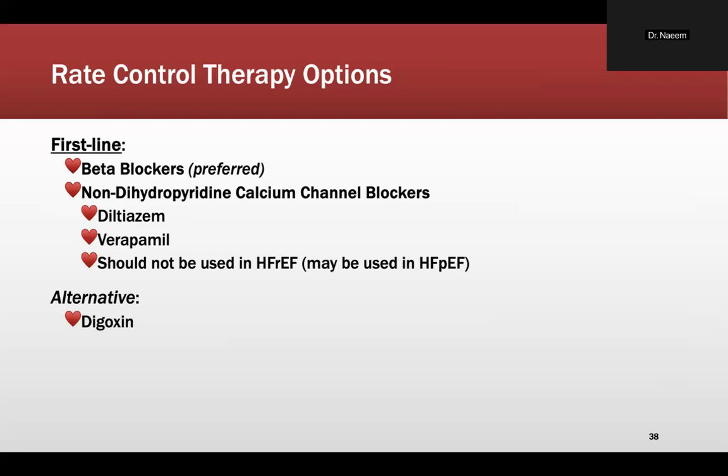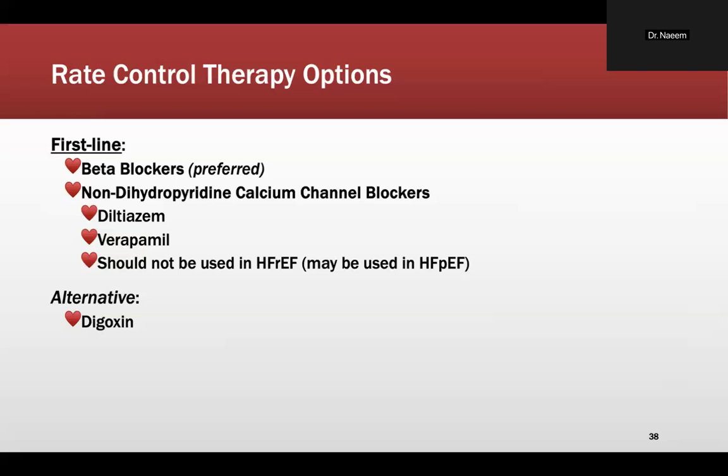And then if we can't use a beta blocker for whatever reason, then we have our non-dihydropyridine calcium channel blockers, either diltiazem or verapamil. They should not be used in heart failure with reduced ejection fraction. Hopefully you all remember that. It's okay to use in preserved, but in reduced ejection fraction, again, it's the risk for causing further worsening heart contractions. So we want to avoid it in that particular subset.